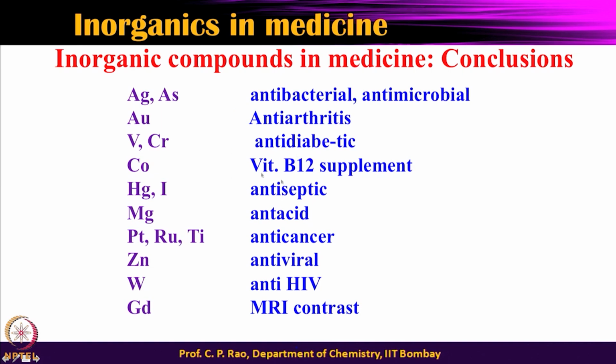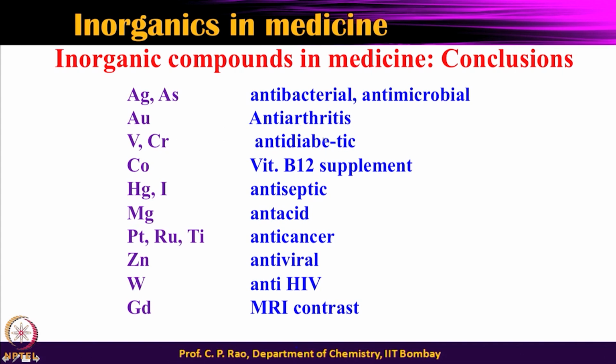So, this will help you just to recap the things. For example, silver and arsenic are antibacterial and antimicrobial. Arsenic salts are used for spraying even in agriculture, where microbial killing is required. Gold is used very famously as an anti-arthritis agent, basically gold thiolate complexes, gold malate complexes, etc.